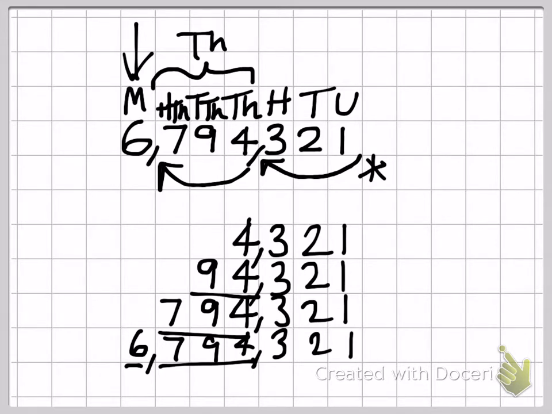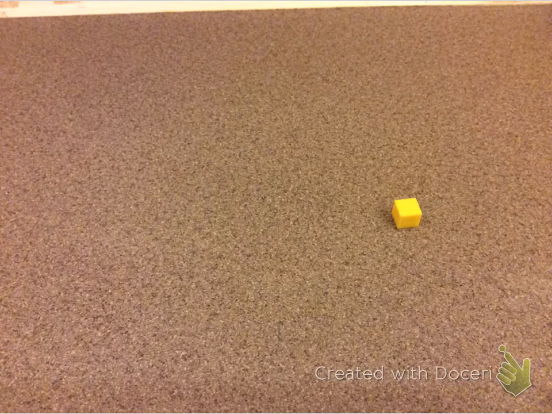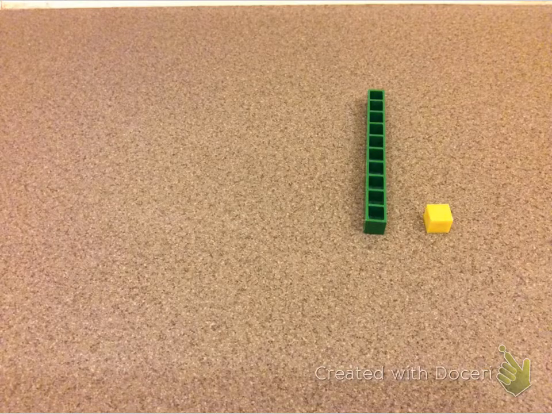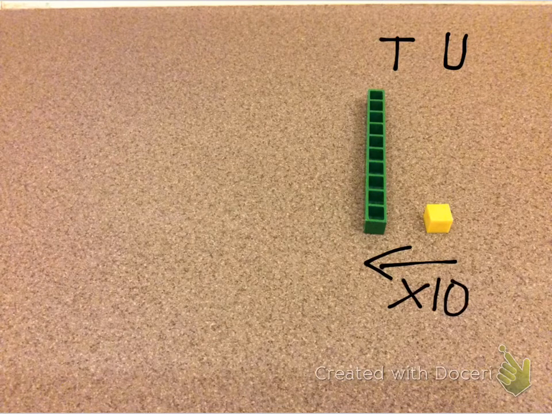But what do all these columns actually mean? Okay, let's start with this little units column down here. Okay, here's a unit, very tiny, all by itself. If we move on, then we have a 10. So here's our unit, here's our 10. And the relationship between these is that the 10 is 10 times bigger than the unit.